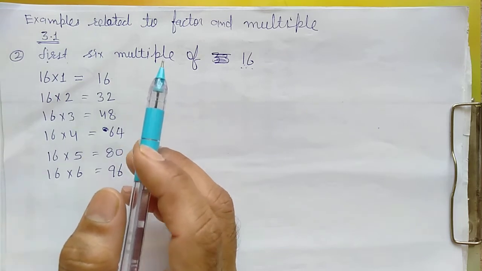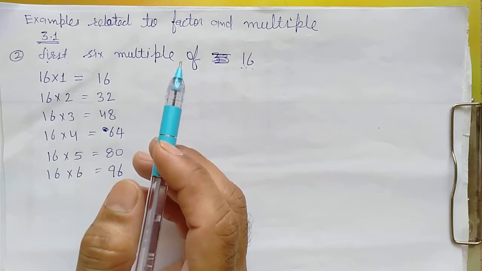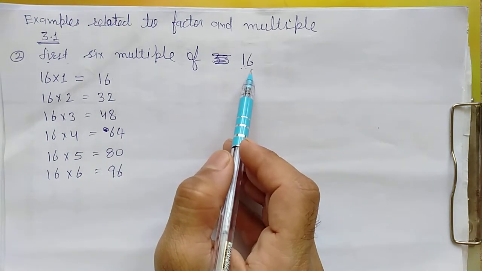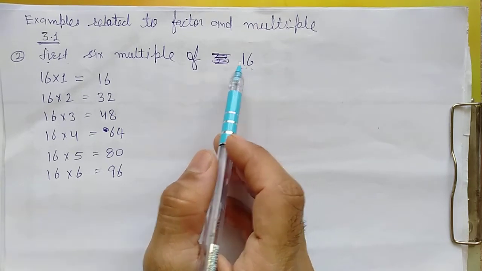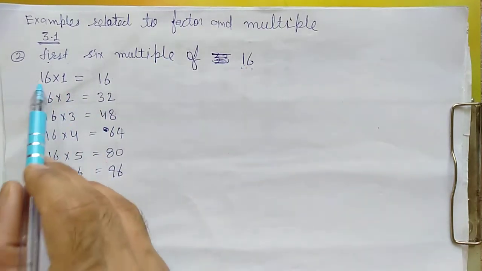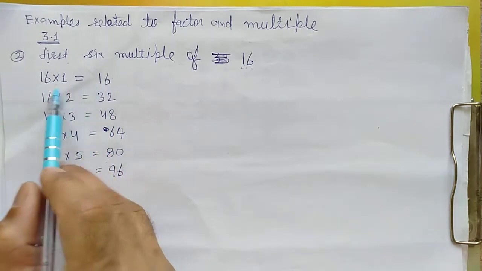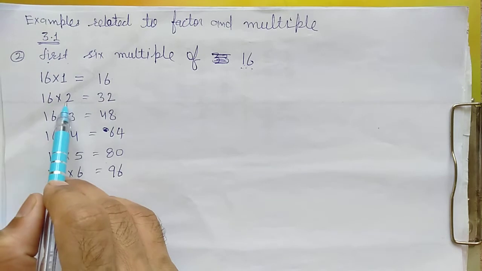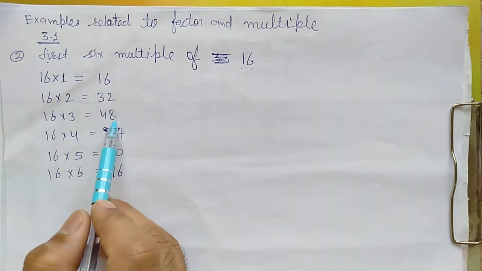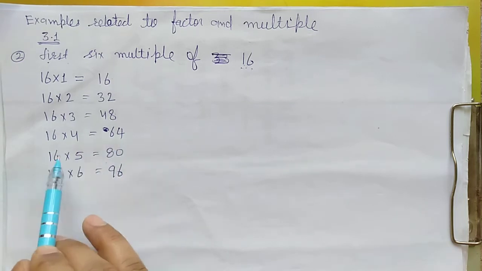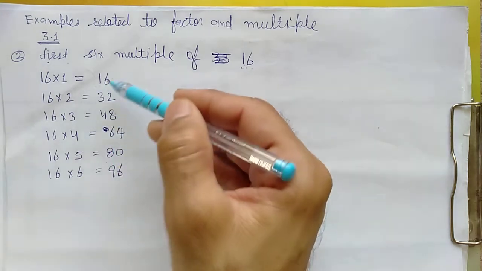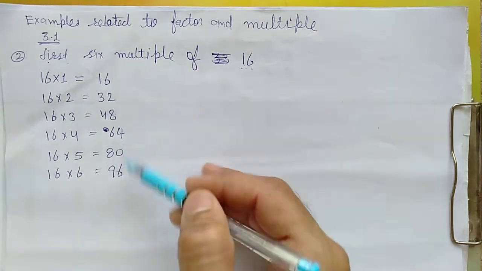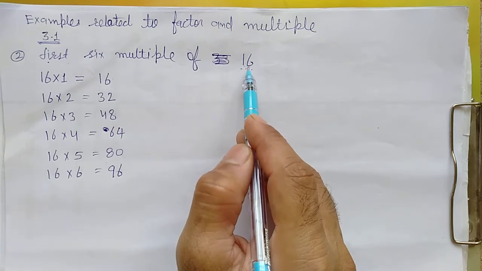Okay, the first question is: write the first 6 multiples of 16. First, I am doing this one. Now these multiples I have written here. 16 multiplied by 1 is equal to 16. This is the first multiple. 16 multiplied by 2 is 32, 16 multiplied by 3 is 48, 16 multiplied by 4 is 64, multiplied by 5 is 80, 16 multiplied by 6 is equal to 96. 1, 2, 3, 4, 5, 6, these are the 6 multiples of 16. Like this you may do the rest of the questions also.